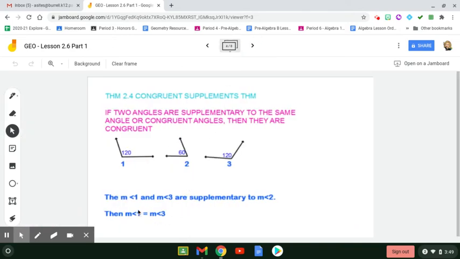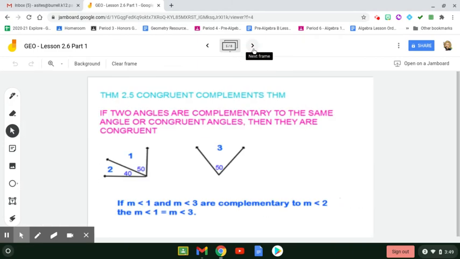All right. But for future reference, now that we know that we have two angles being supplementary to the same exact angle, now we can use this shortcut and we can call it the congruent supplements theorem. All right, here's another one, the congruent complements theorem. If two angles are complementary to the same angle or congruent angles, then they are congruent. So angle 1 and angle 3 are both 50 degrees, right? They are both complementary, which add up to 90 degrees, to angle 2. So therefore we can say angle 1 and angle 3 are equal to one another. And again, we're going to use the congruent complements theorem to help us out in the future as well.